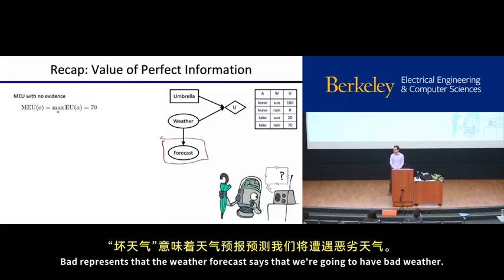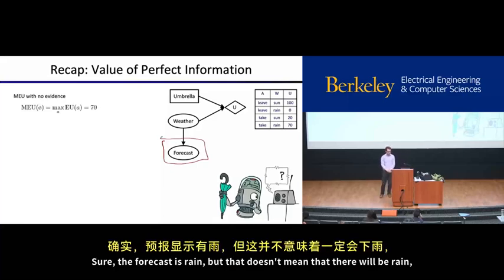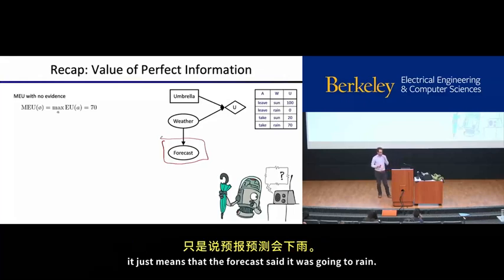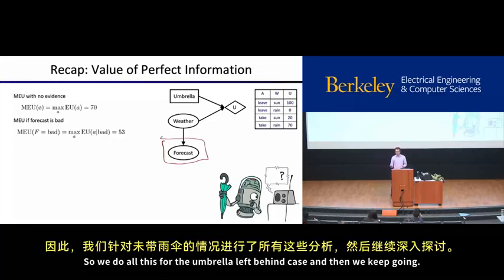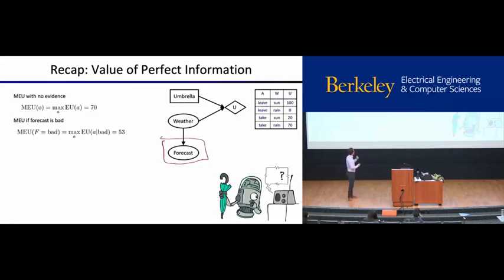Right? So we can calculate our maximum expected utility with no evidence. We did this one last class, so I'm not going to go through the math again. We get 70. So if the forecast is bad, we can compute the maximum expected utility. We did this on the last slide, so this is 53. So I won't take you through the math again.